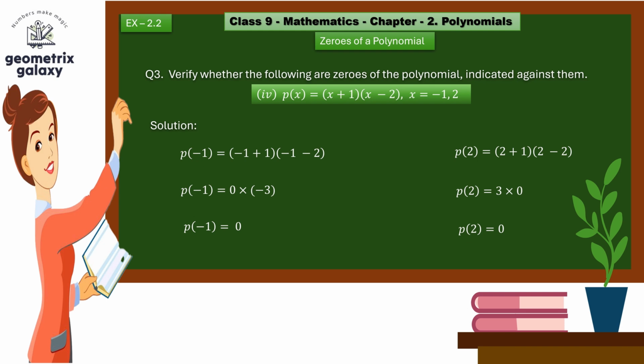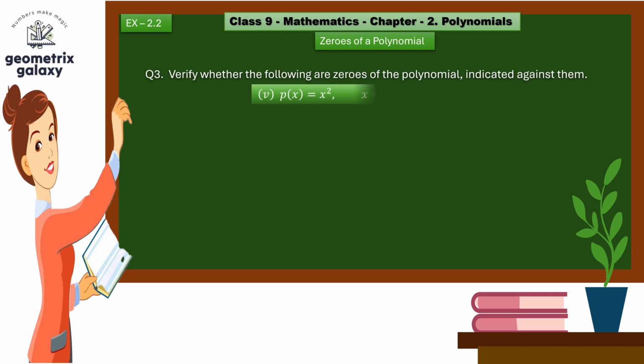Therefore, minus 1 and minus 2 are the zeros of the polynomial p of x is equal to (x plus 1)(x minus 2). The fifth subdivision is p of x is equal to x square, where x takes the value 0. So, it is very simple to find the answer. P of 0 is equal to 0 square, that is p of 0 is equal to 0.